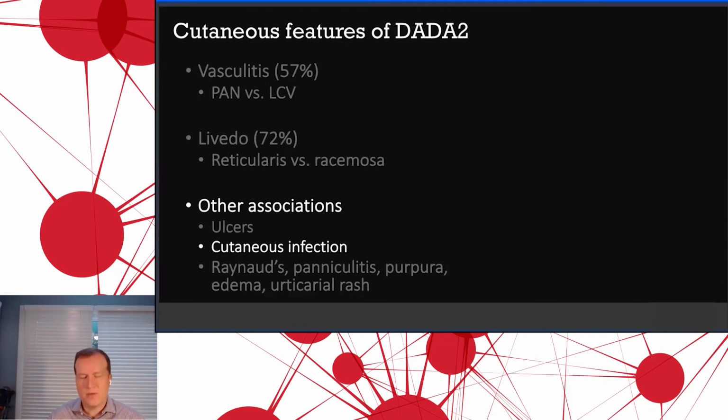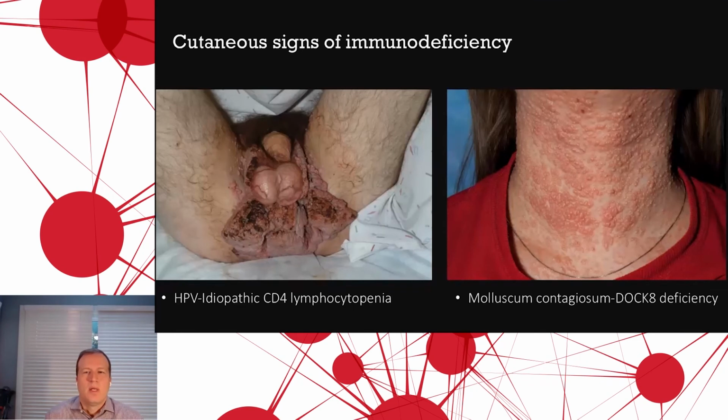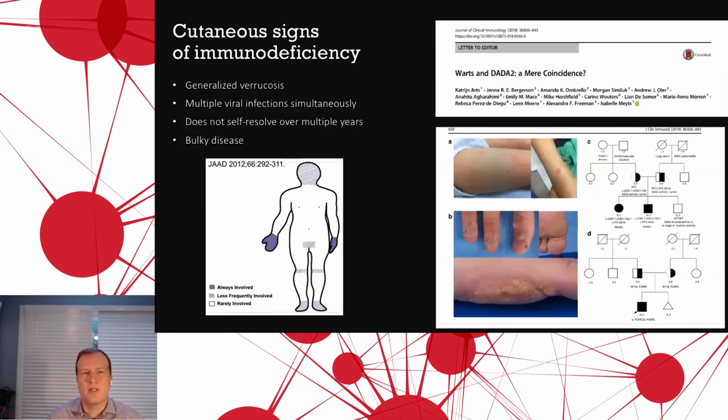In terms of cutaneous infection, I think this is important to mention. Certainly, patients with immunodeficiency get common skin infections, but they tend to get it in a more impressive manner. On the left, a patient with HPV in the setting of idiopathic CD4 lymphocytopenia, and the patient on the right, molluscum contagiosum in the setting of combined DOCK8 immunodeficiency.